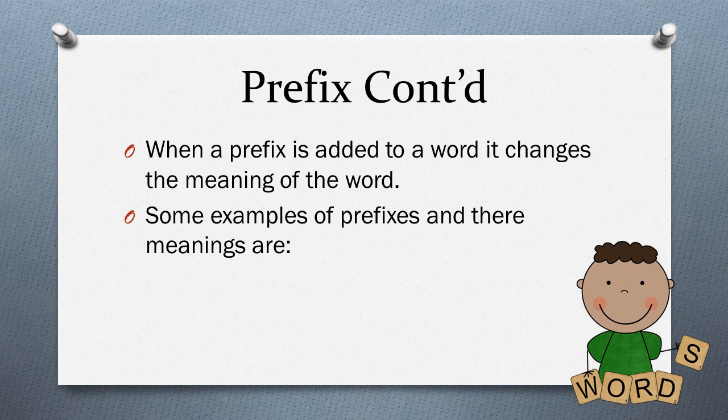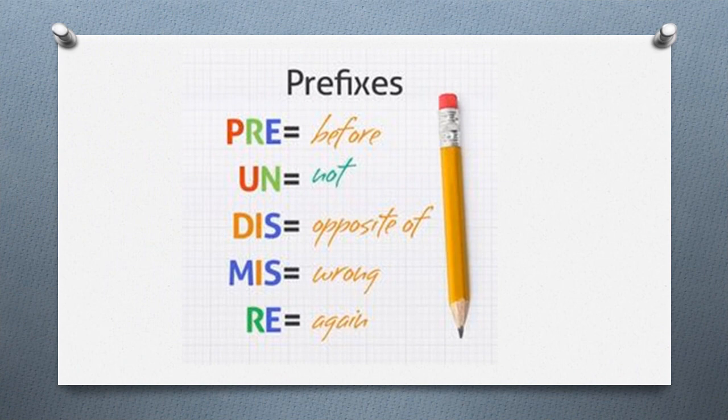Some examples of prefixes and their meanings are pre. Pre, P-R-E, means before. Un, U-N, means not. Dis means the opposite of. Mis means wrong. Re means again.